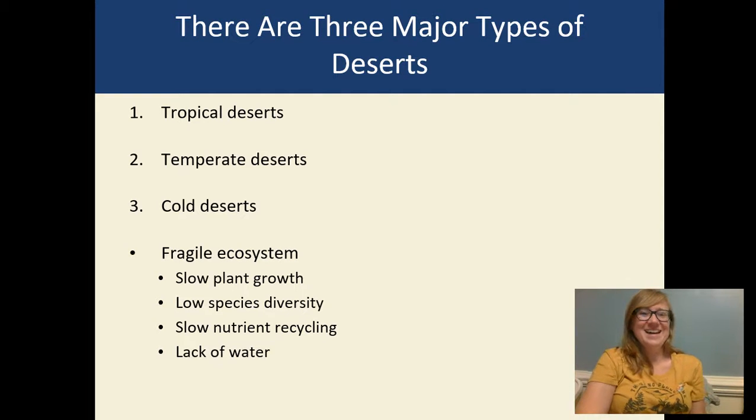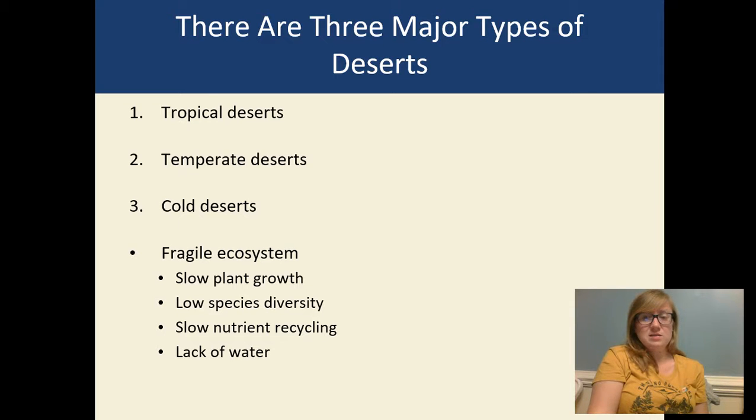Anyway, tropical, temperate, and cold deserts. And the thing about deserts is they're very fragile ecosystems. You have very slow plant growth. They're going to take instant advantage of any major rainfall by producing a multitude of seeds and rushing to reproduce, blooming and producing flowers as quickly as possible, and then becoming pretty much dormant. There's low species diversity.